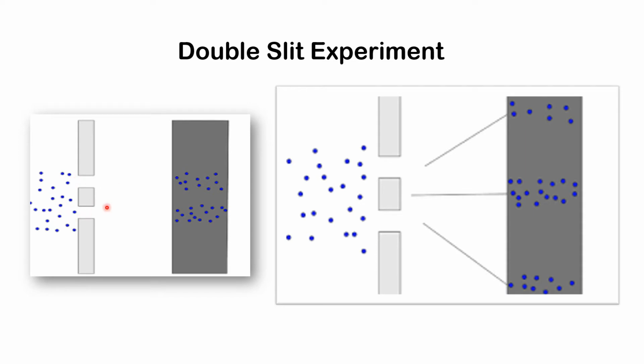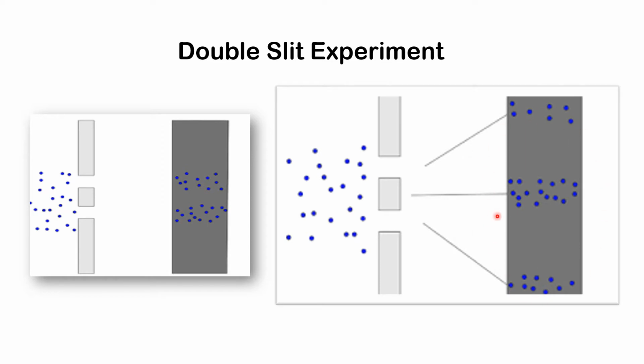In a cardboard and may hit a screen in this pattern. So this pattern is what I expect when it comes to a double slit experiment. But this doesn't happen. What happens is like this. You get a totally different pattern from what I expect.